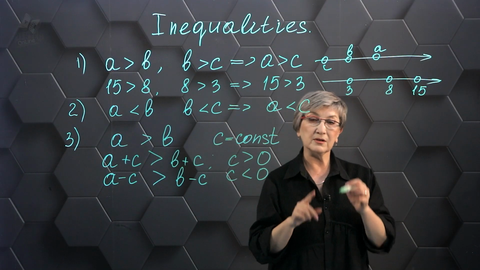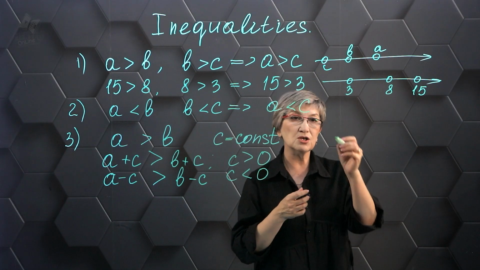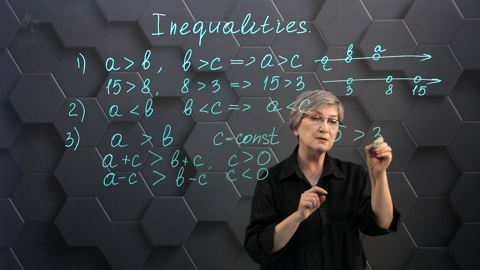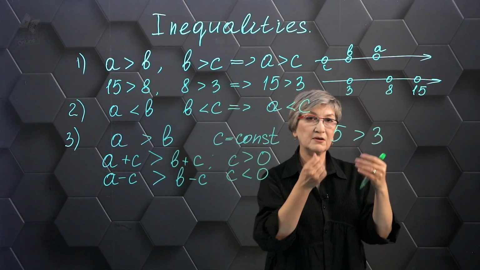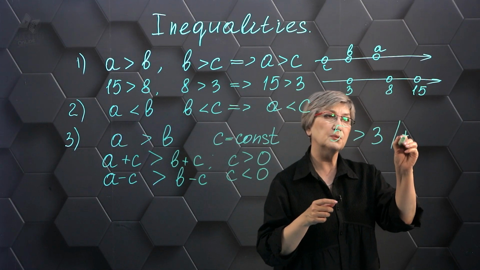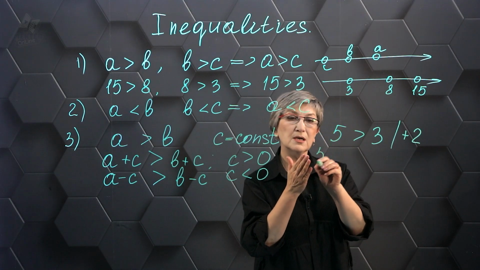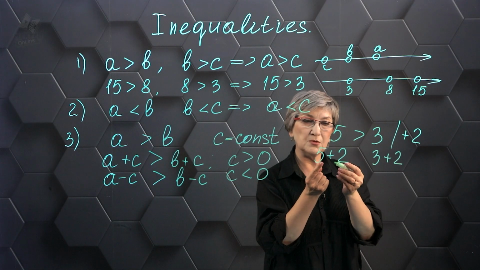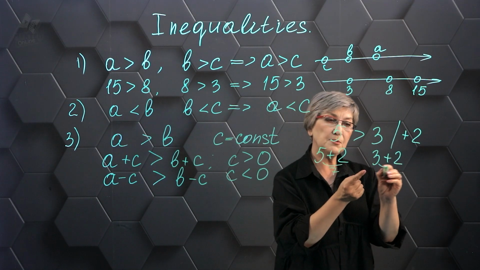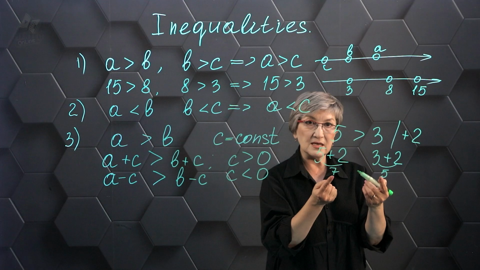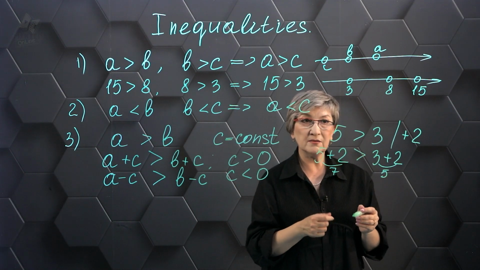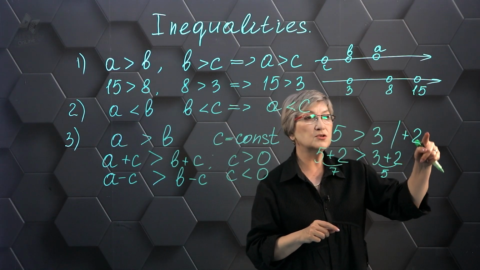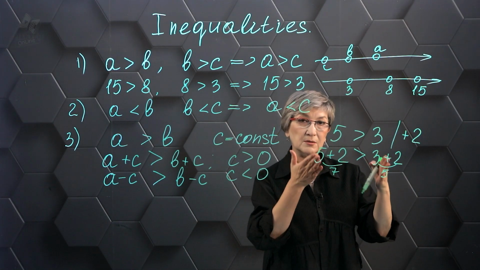Let's check this rule. If I write the following inequality as a numerical expression, 5 is greater than 3. Let's add the number 2 to the left and the number 2 to the right, plus 2. The result is 5 plus 2 and 3 plus 2. We know that 5 plus 2 is 7 and 3 plus 2 is 5. But the result is that 7 is greater than 5, so the sign of the inequality does not change. You can apply this same rule when you subtract the number 2, and in that case the sign will not change.